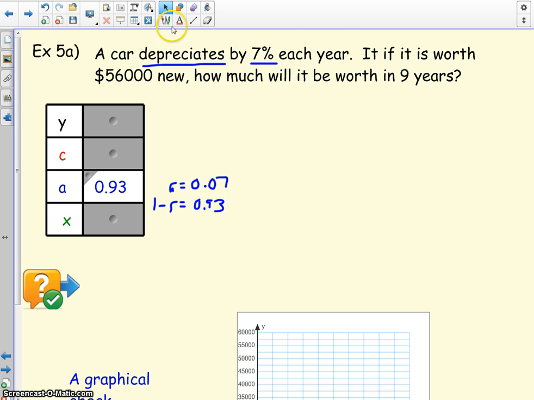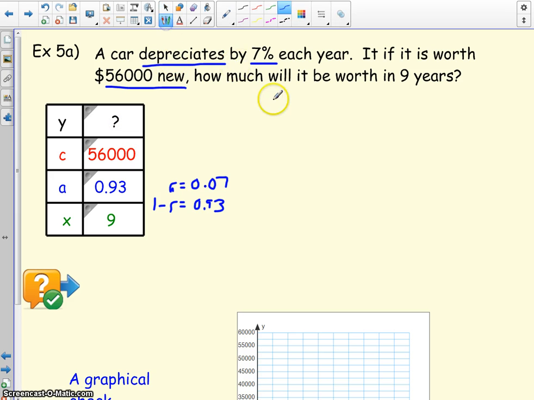Okay, we are told that this car is worth $56,000 new. So at the very start it's worth $56,000. That's going to be our initial value C. We want to know how much it's worth in 9 years. So in 9 years, that's X. What's that value going to be? Our final value Y, that's what we're looking to find out here. So we're going to write our equation, Y equals C times A to the X.